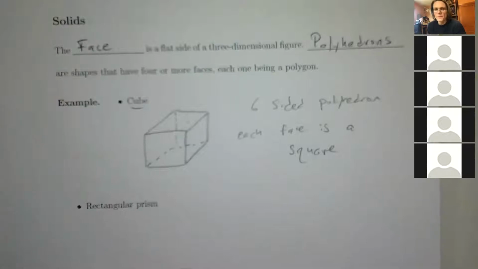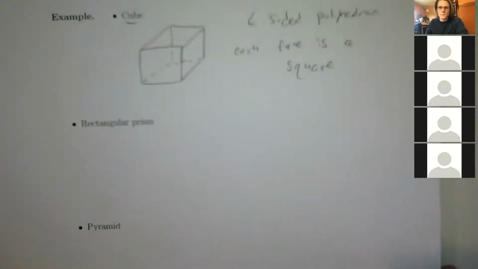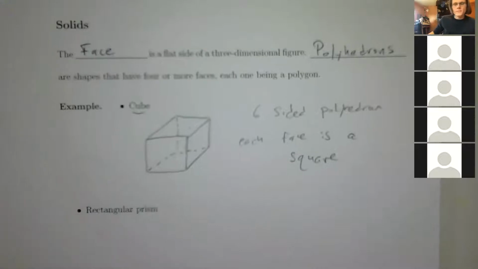Gary, you raised your hand. What's up? I was just wondering, if it's a polyhedron, so a polyhedron can be a cube. Yeah. Polyhedron is just the umbrella term for anything with 4 or more faces, which are polygons. So all of these examples on this page are going to be polyhedrons. Yep.